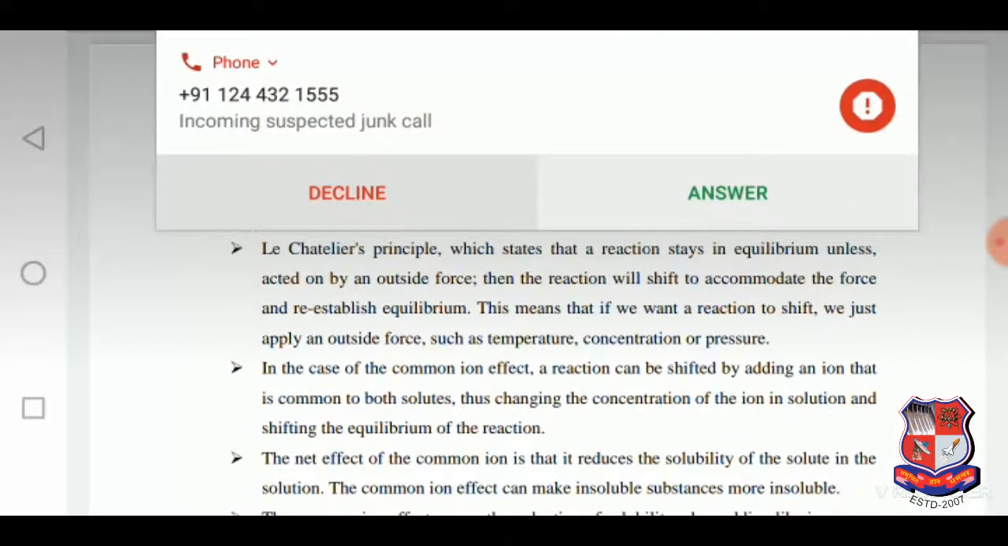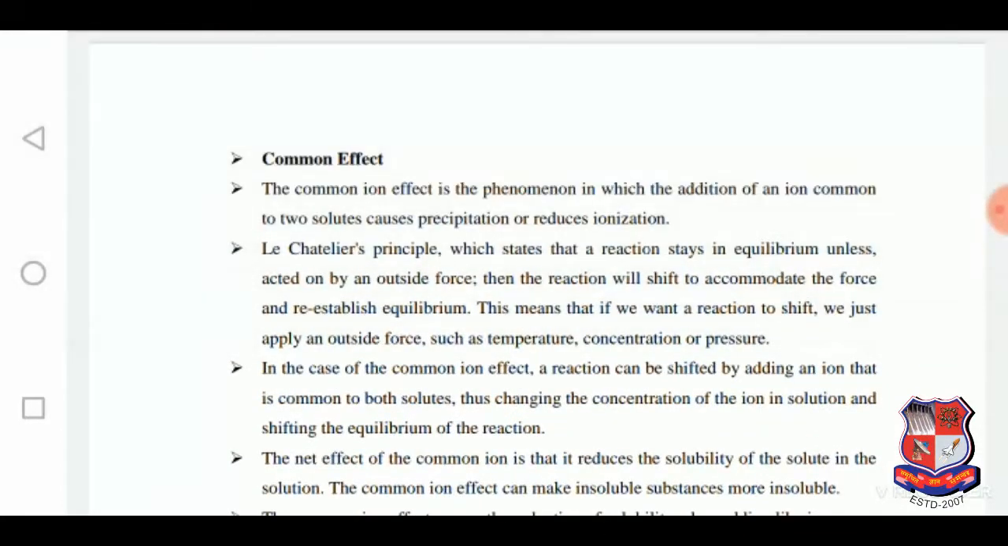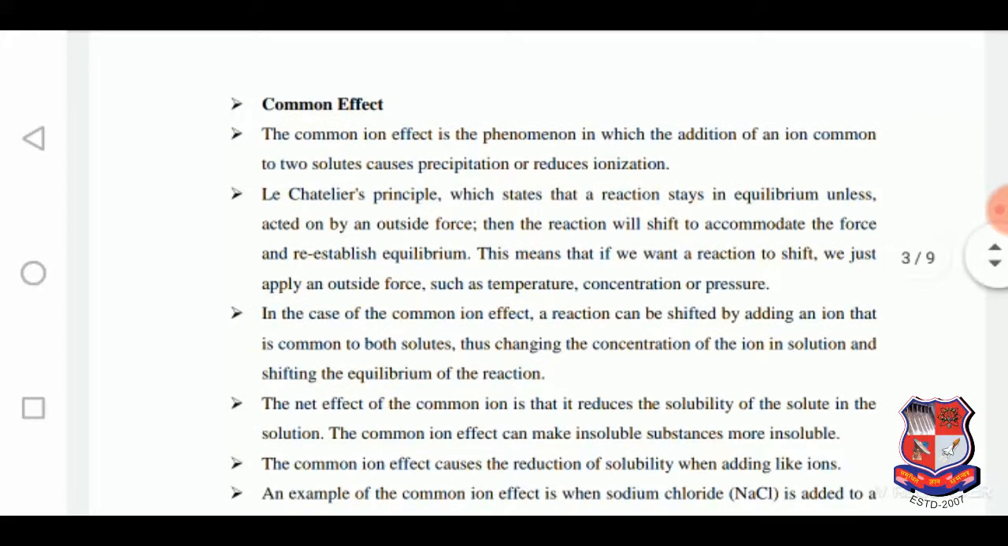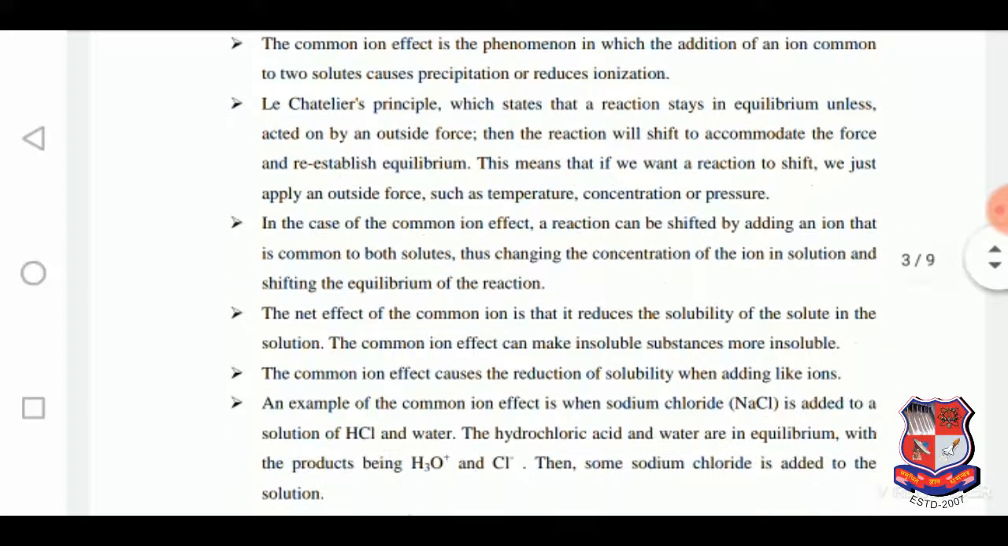What is the common ion effect? The common ion effect is the phenomenon in which the addition of an ion common to two solutes causes precipitation or reduces ionization. It follows Le Chatelier's principle, which states that a reaction stays in equilibrium unless acted on by an outside force, and the reaction will shift to accommodate the force and re-establish equilibrium.